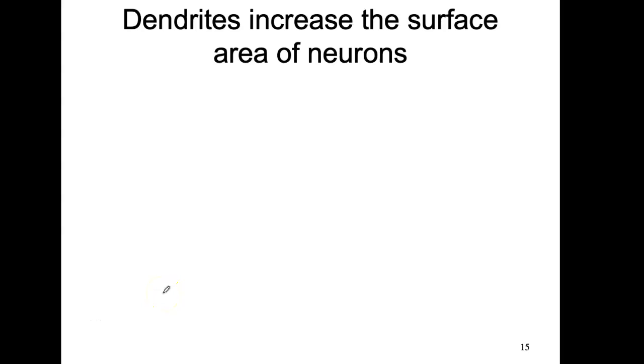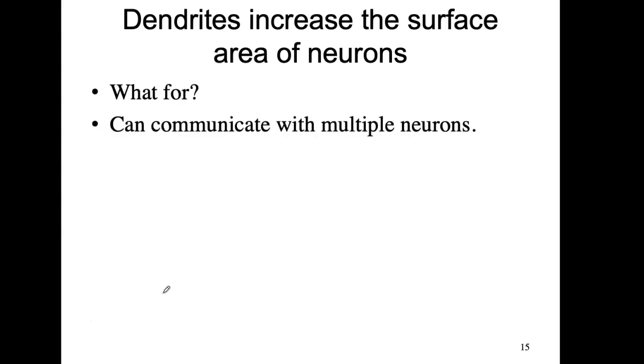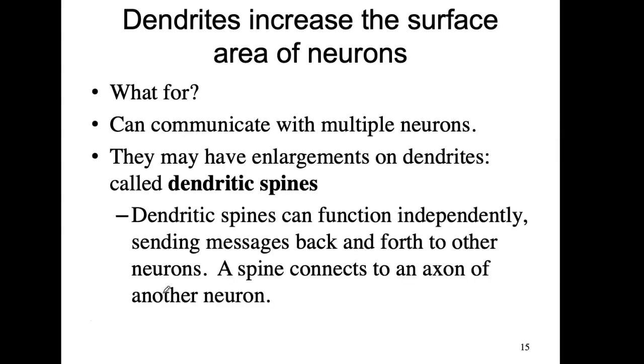Continuing along on motor neurons, we were talking about the cell body, the axon, and the dendrites. So we continue on here with the dendrites. Dendrites increase the surface area of neurons. They're allowed to make lots of different connections, as I showed you in the previous video. So if we increase that surface area of these neurons, what for? What's the purpose of that? Well, it can communicate with multiple neurons.